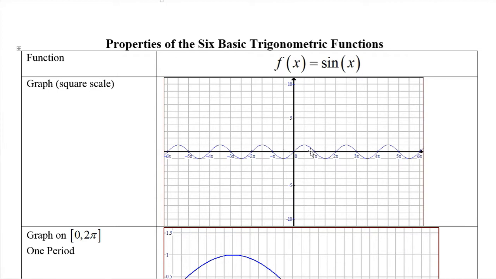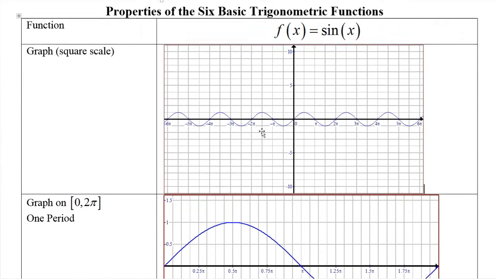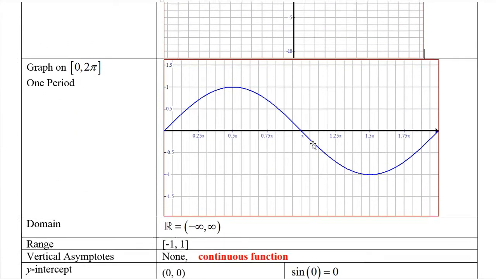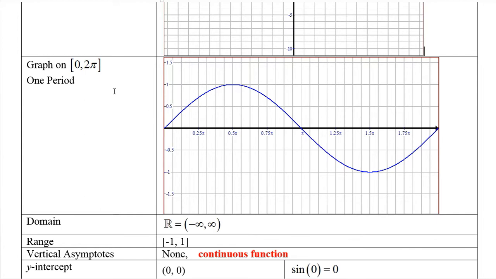The scale is not consistent so these boxes aren't squares, but that's just because I've got them marked at different places. The scale is actually consistent, and you can see several periods there. You see the repeating pattern, which is one of the main features. If we look at just one period from 0 to 2 pi, this is what the sine looks like.